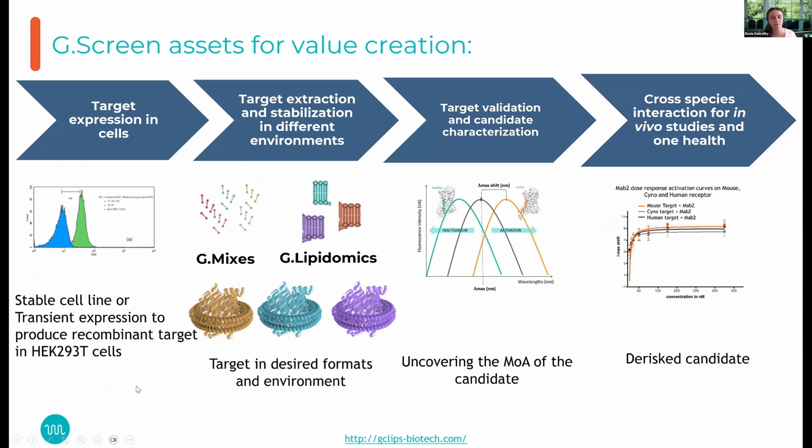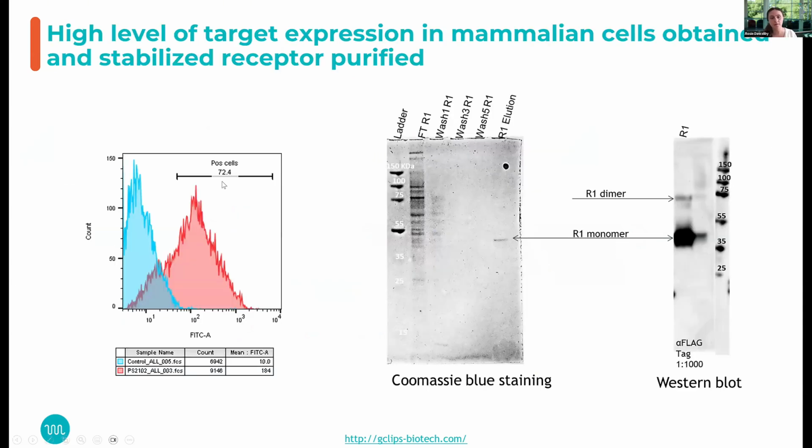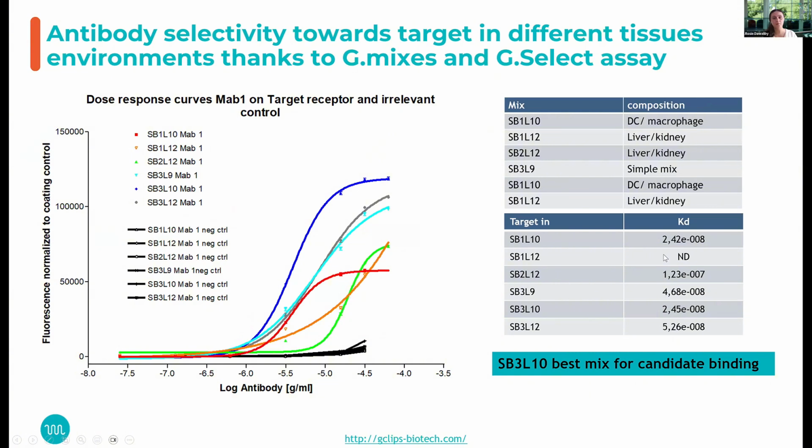So again, we did all these steps: expression, purification in specific mixes and environments. We did a G-validation assay with benchmark and with the candidate. In this case, we also did some cross-species interaction for the in vivo studies and for One Health as well. So first of all, it was well expressed, purified mainly as a monomer. What we did from there is we took this receptor that was very nicely purified and put it in different environments, including macrophage, liver, and kidney, and some simple mixes like POPC-CHS.